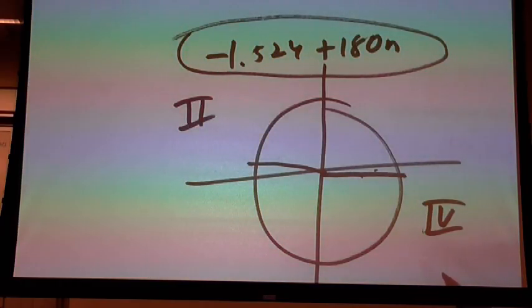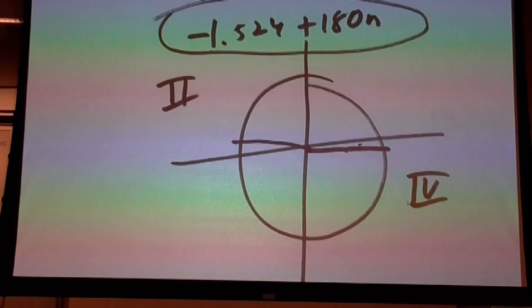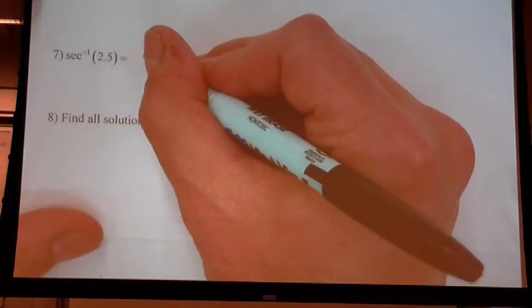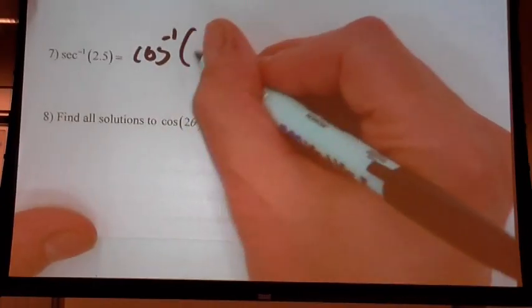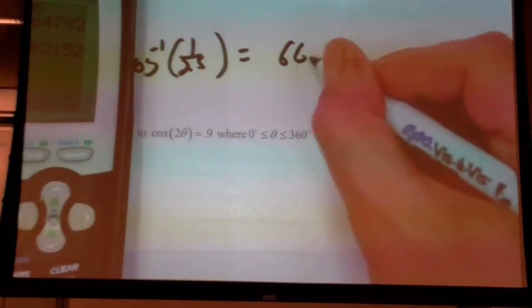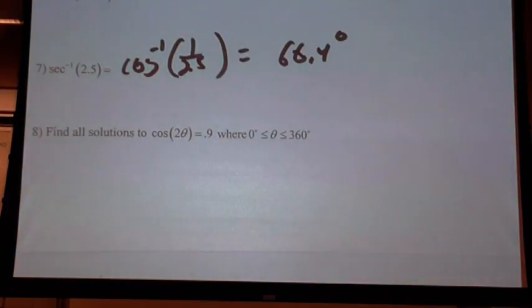Can we also do the remaining 2? 7 and 8. We're not ready for 8 yet, right? Sure, let's do this. Okay, so we decided that was cosine inverse of 1 over 2.5. So that's cosine inverse of 1 divided by 2.5. So I get 66.4 degrees approximately.